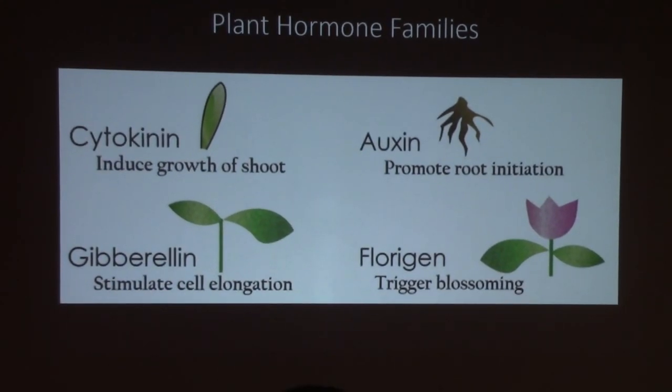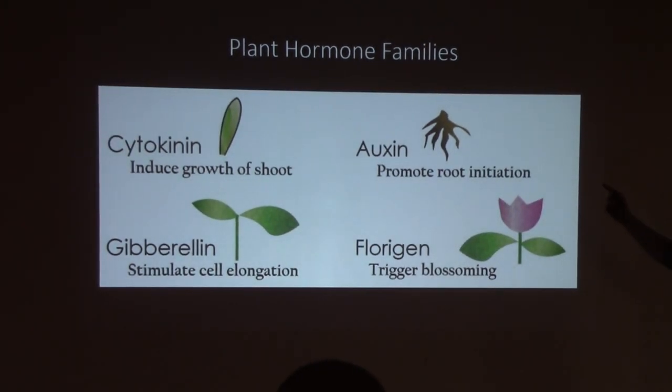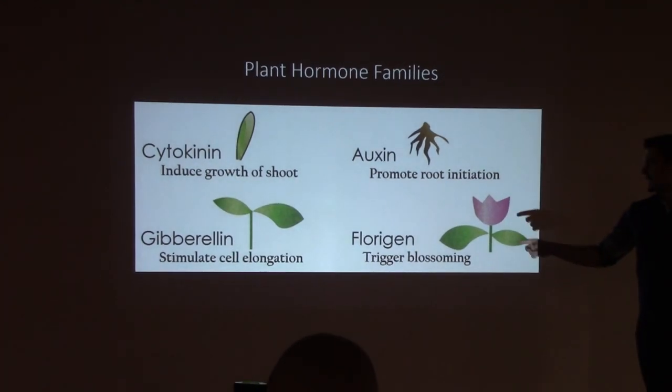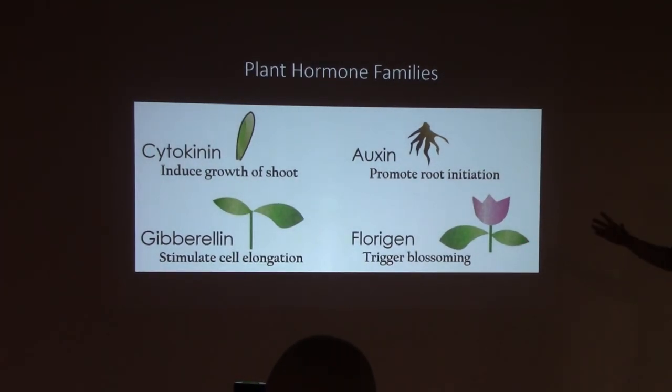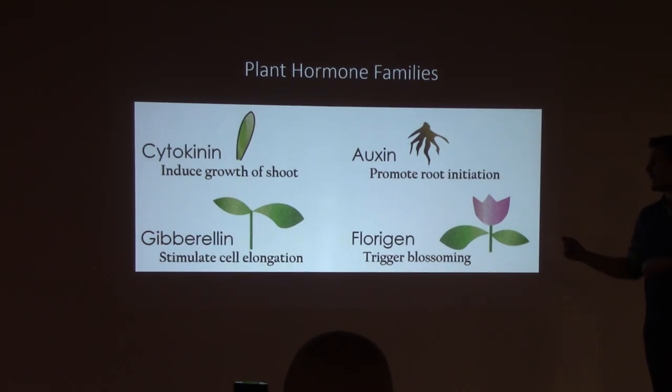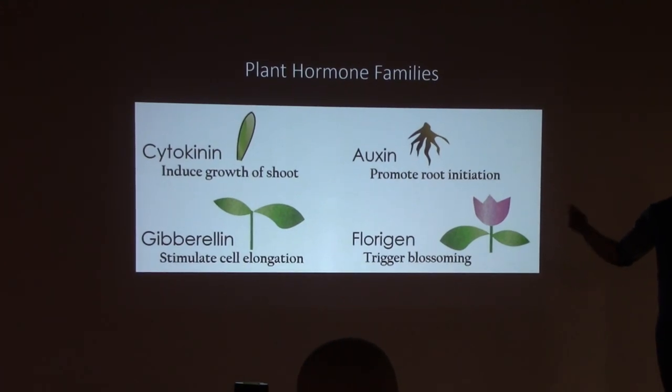So there's four major plant hormone families. Cytokinins and auxins, which we spoke of. And then there's two other ones, gibberellins and florigens. And the florigens are debated as to how they work or if it really triggers blossoming, because light has more to do with flowering than hormones. And gibberellic acid is really cool as a sculpting tool because it actually elongates the stem.